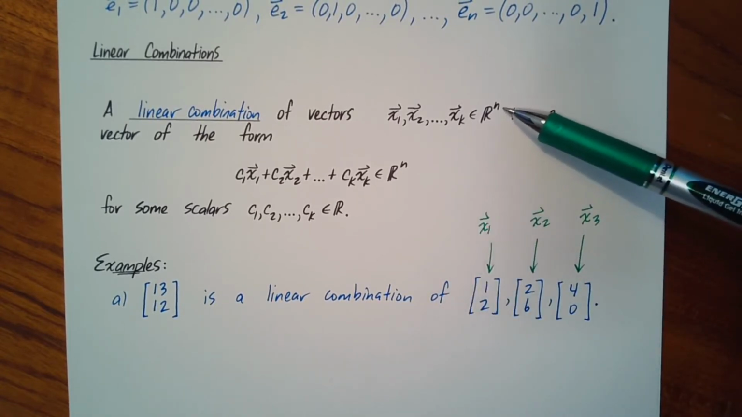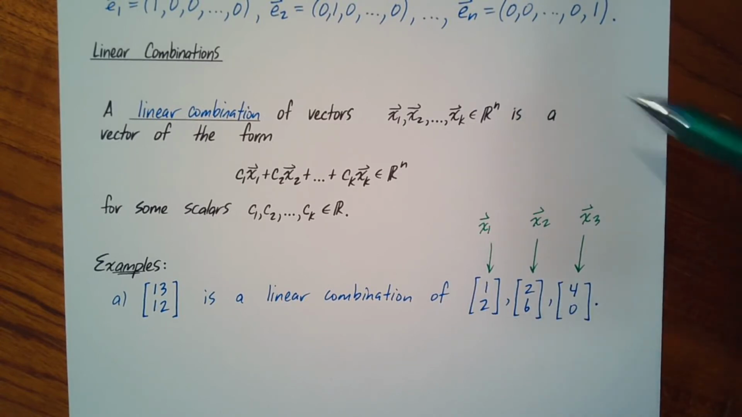N is telling you the number of coordinates in each vector. They each have 2 coordinates. And k is telling you the number of vectors in the list, which is 3.